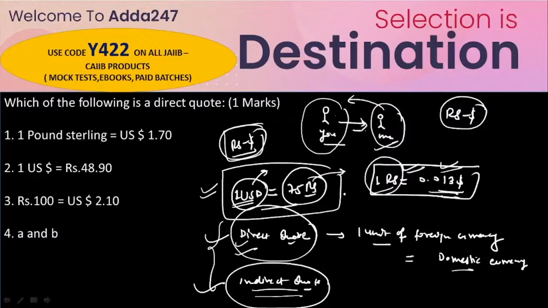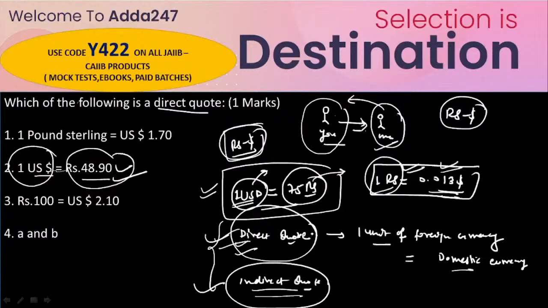So the answer to this question, which of the following is a direct quote, would be $1 equal to 48.90 rupees, because here 1 unit of the foreign currency is expressed in terms of the domestic currency, so it is known as a direct quote. I hope now this is understandable for everyone.